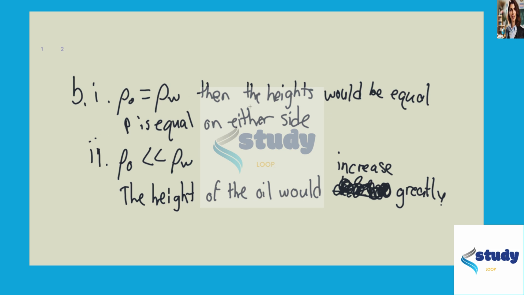The heights would be for B1, the heights would be equal. And then for B2, the height of the oil would increase greatly.